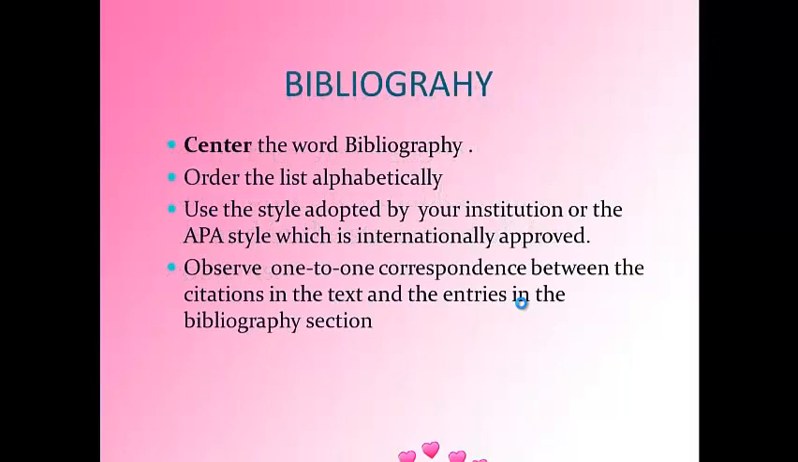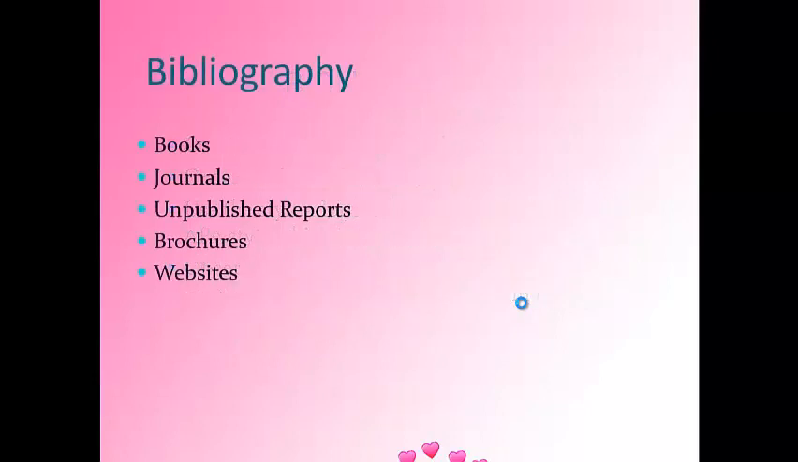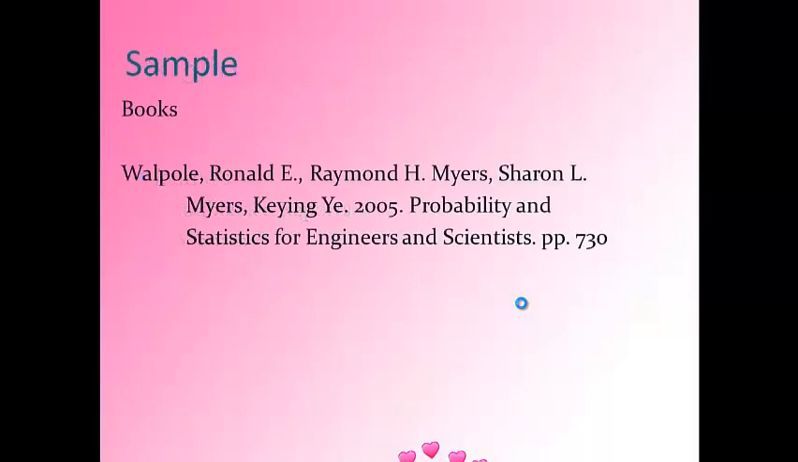Then the bibliography. In writing the bibliography, first we need to center the word bibliography. Order the list alphabetically. Use the style adopted by your institution or the APA style, which is internationally approved. Observe one-to-one correspondence between the citation in the text and the entries in the bibliography section. Example of bibliography taken from books, journals, unpublished reports, brochures, or websites.